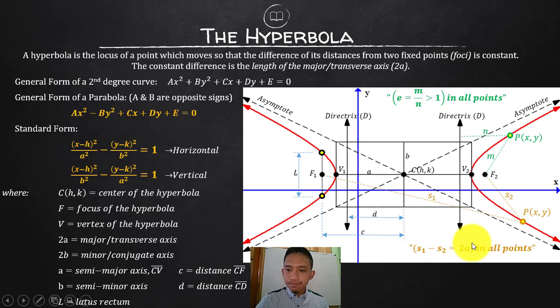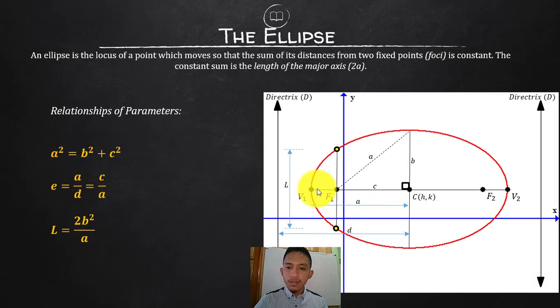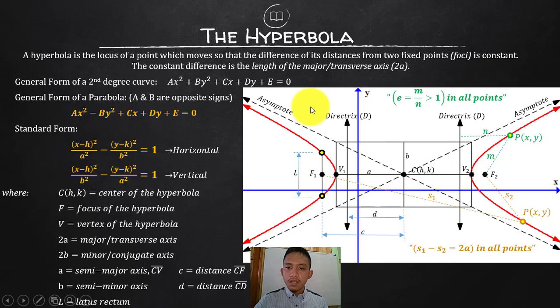By the way, 2a is again a distance. a is the distance from center to vertex. So if that is a and that is a, that is still 2a, from vertex to vertex. Just like a while ago, vertex to vertex is a and a, so that is still 2a. But this time it is facing back to back.